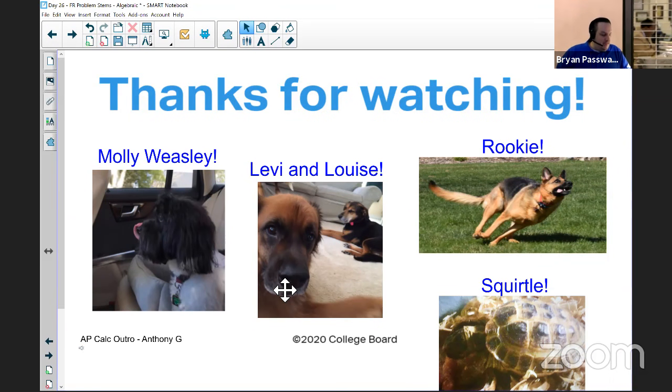Then we have Levi and Luis from our friend Amy, two beautiful dogs. And then the dog Rookie here from Steve. There's another picture he shared where the dog is catching a Frisbee, but he looks pretty ferocious, so I thought I'd just give this picture right here. And then of course, what would pet of the day be without Squirtle the tortoise from our good friend Benjamin, and a nice little Pokemon reference there. So there's your pets of the day.